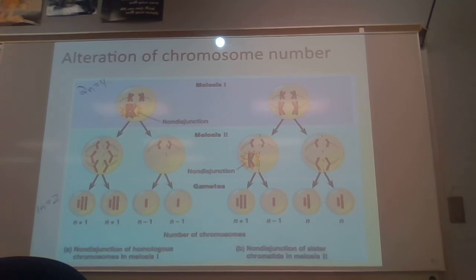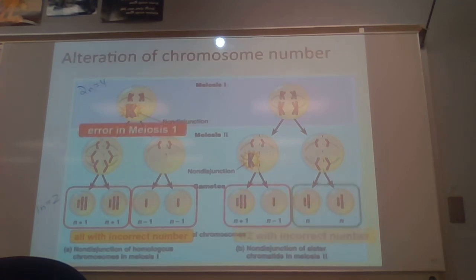Yeah, so I would just say if it happens in meiosis 1, then all of the gametes are going to either have one too many or one too few. If the disjunction doesn't happen until meiosis 2, half of your gametes are going to be normal, while the other half are either going to have one too many or one too few, right? So the effects are potentially a lot worse if it happens in meiosis 1 versus if it happens in meiosis 2. So you have more chances of normal offspring here, less chances of normal offspring here. So all of them have the incorrect number versus only half of them having the correct number.